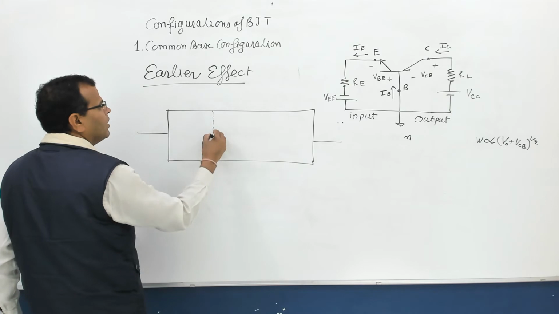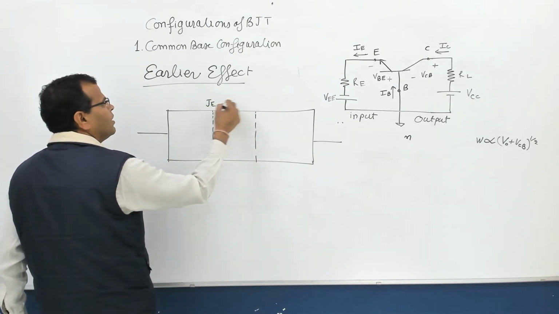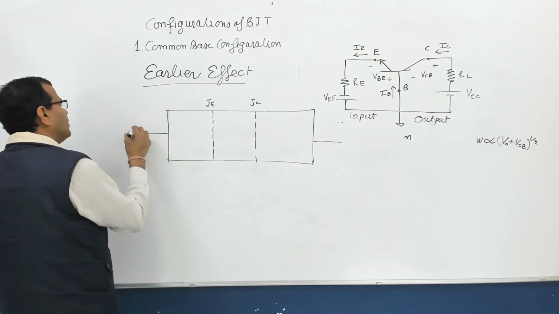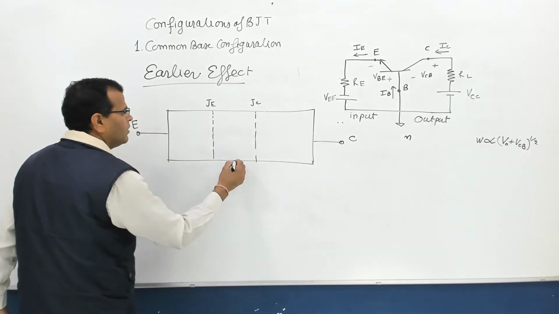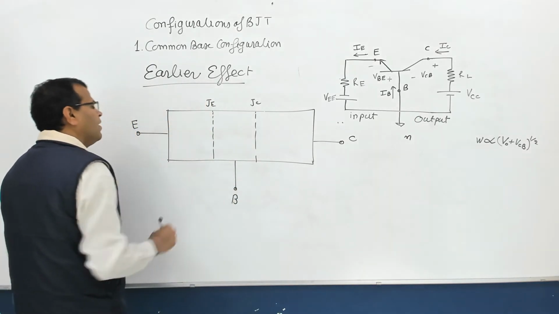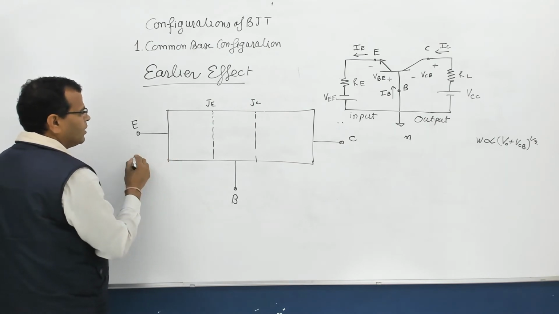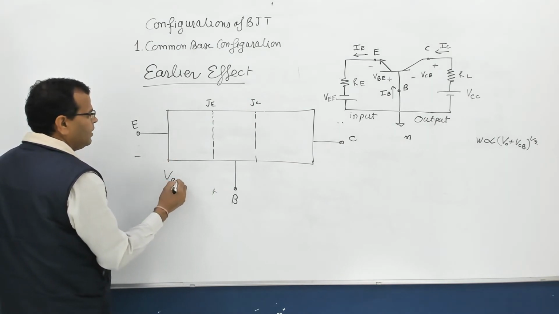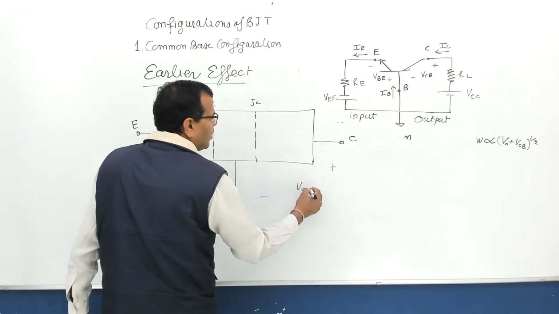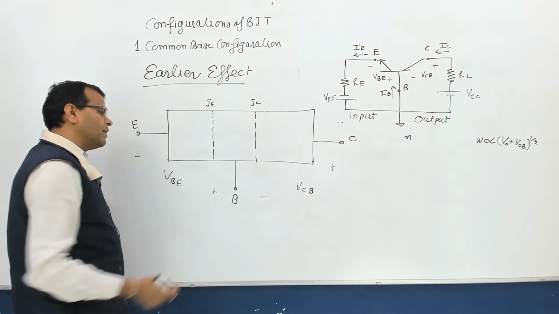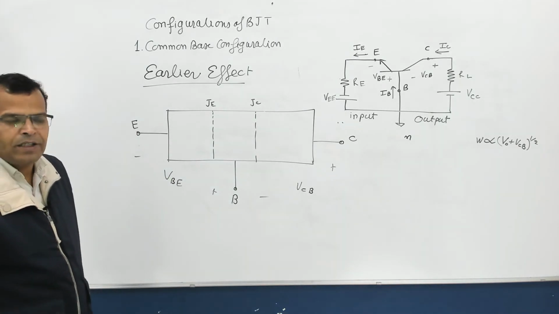This is your collector junction, this is your emitter junction, this is emitter terminal, this is your collector terminal, this is your base terminal. Your emitter junction is normally forward biased, so VBE, rather than drawing that circuit, I will be just mentioning this is VCB. Your collector base junction, that is collector junction. Sometimes you call collector base junction, sometimes you call collector junction, that is same thing.